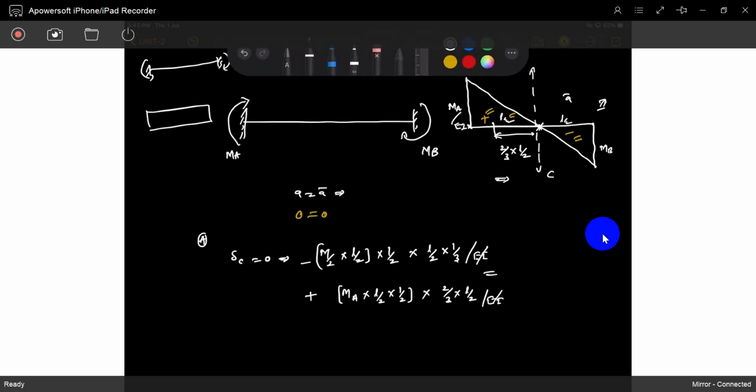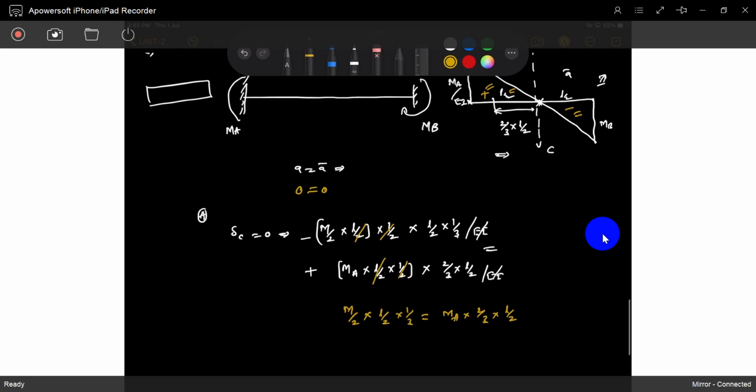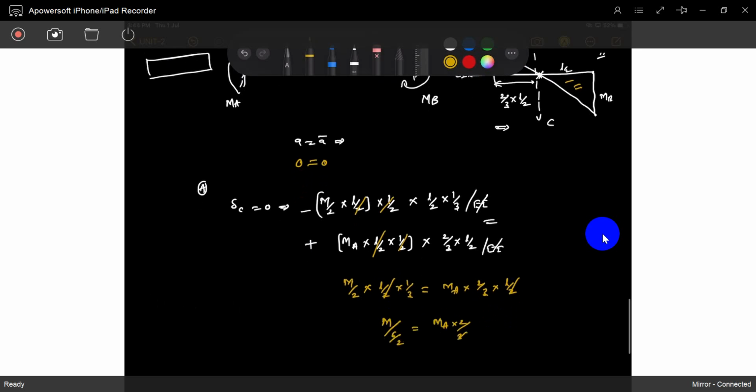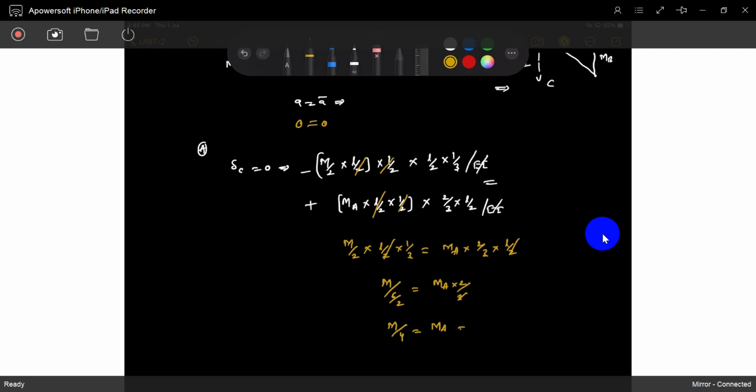So you can easily calculate, L by 2, L by 2 cancel. Okay, so what will you get? M by 2 of L by 2 of 1 by 3rd is equal to MA 2 by 3rd of L by 2. This L by 2, this L by 2 also cancel. M by 6 is equal to MA by 2 into 3. So M by 4 is equal to MA. That's it. This is also equal to MB.